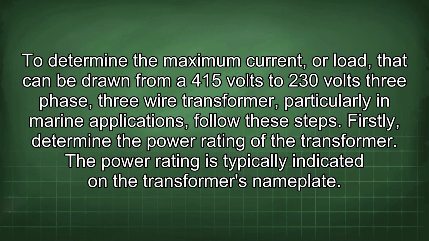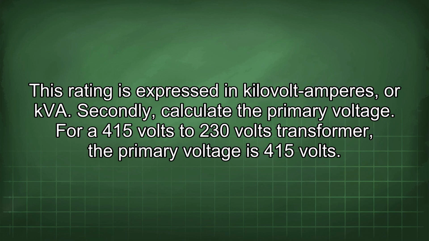To determine the maximum current, or load, that can be drawn from a 415 volts to 230 volts three-phase, three-wire transformer, particularly in marine applications, follow these steps. Firstly, determine the power rating of the transformer. The power rating is typically indicated on the transformer's nameplate. This rating is expressed in kilovolt amperes, or kVA.